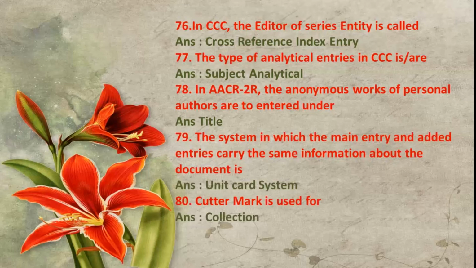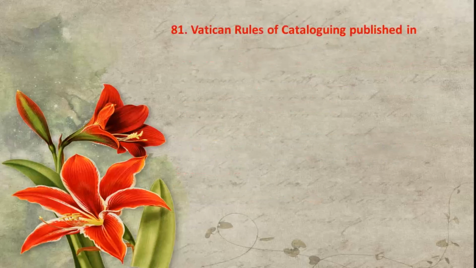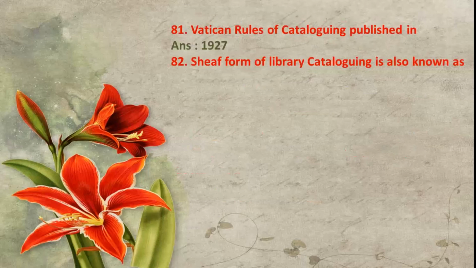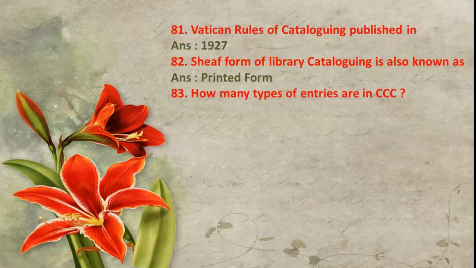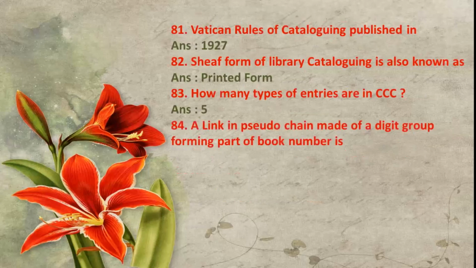Watermarks is used for collection. Vatican Rules for Cataloging published in 1927. C form of library cataloging is also known as printed form. How many types of entries are in CCC? Number 5. A link in pseudo chain made of a digit group forming part of a book number is short link.